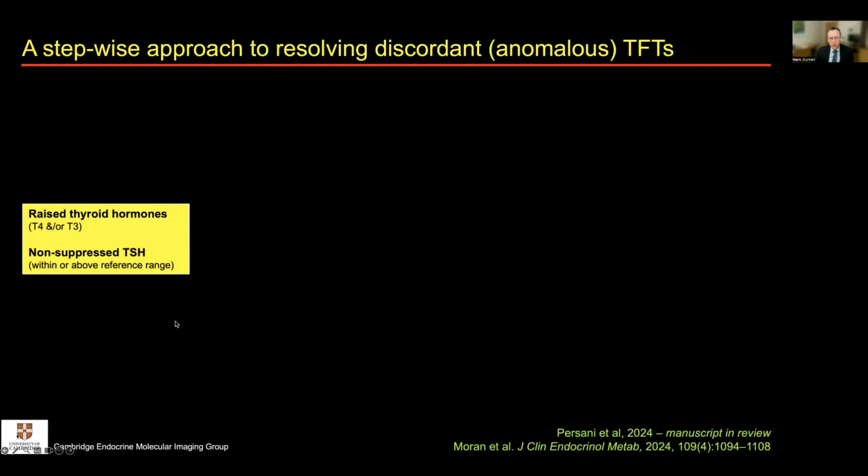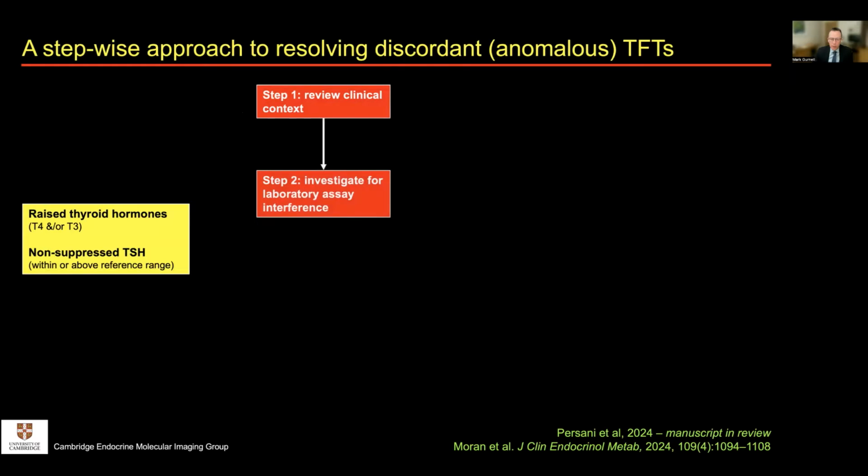So what I want to do today is to use the example of raised thyroid hormones and non-suppressed TSH to show you a strategy for sorting out the potential different causes. And as always in clinical medicine, we need to begin with a good review of the clinical context, then consider the potential factors that might be causing laboratory assay interference, and then move on to consider specific rarer conditions.